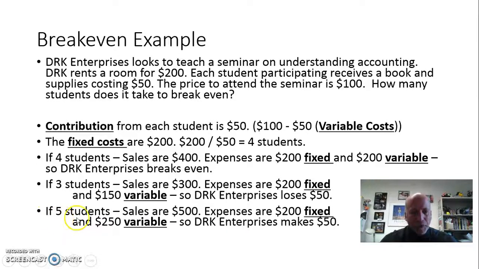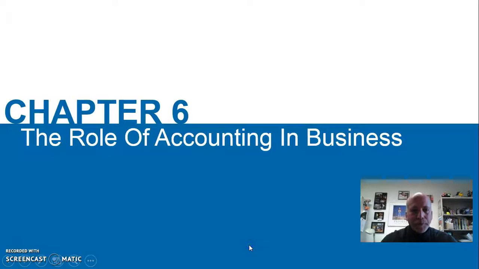Same token, if 5 students sign up, now sales are $500. Fixed expenses, again, do not change. Variable expenses go up because more students. However, 500 minus 200 minus 250 gives me a profit of $50.